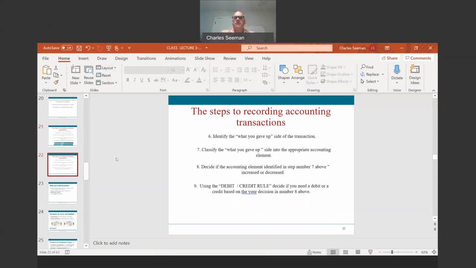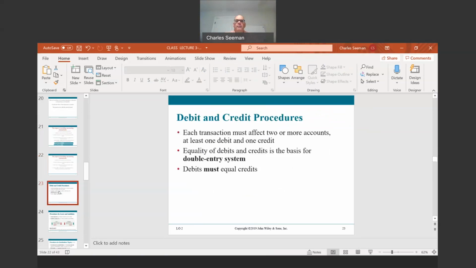On the what you gave up side of the transaction, remember, every transaction has a what you received and a what you gave up. Classify the what you gave up side into the appropriate accounting element or account. Decide if the accounting element went up or down, increase or decrease. Then again, use the debit credit rule. Each transaction must have a debit and a credit.